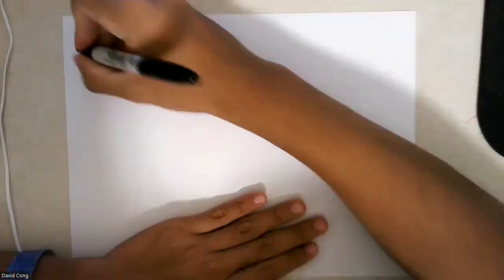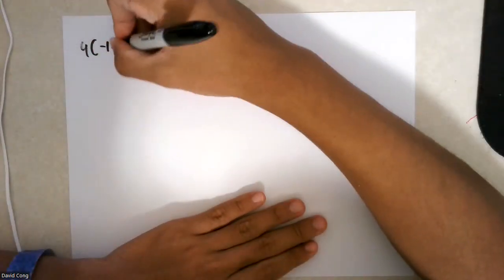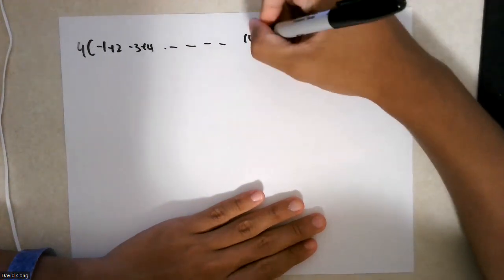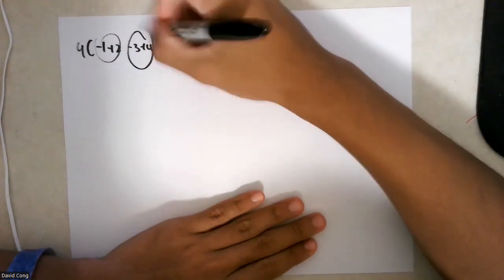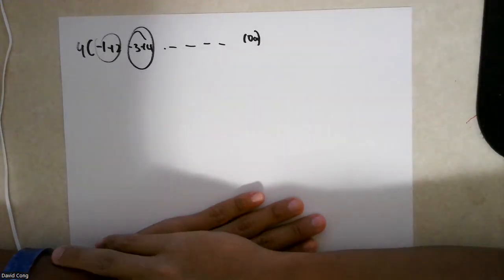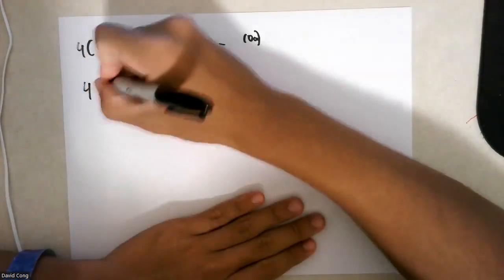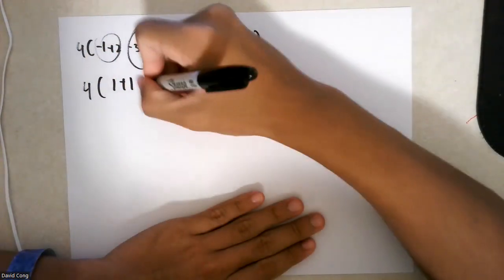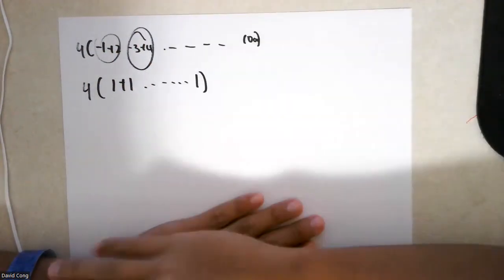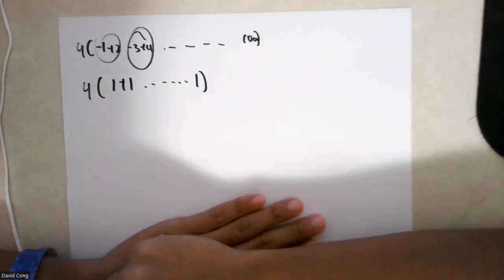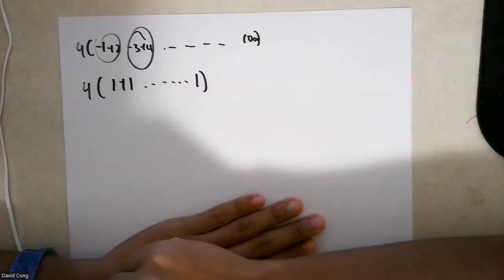What is the value of 4 times (-1 plus 2 minus 3 plus 4 dot dot dot plus 1,000)? Wait a minute, this is a pattern. For every group of 2 numbers, there's 1. So we can also write this as 4 times (1 plus 1 dot dot dot plus 1). But how many 1s are there? Well, for every 2 numbers, we get a 1.